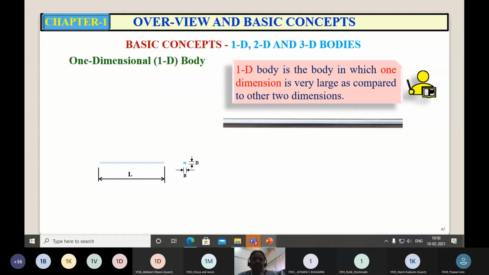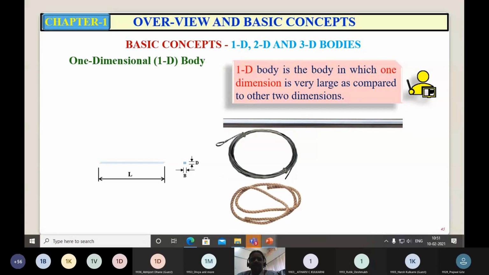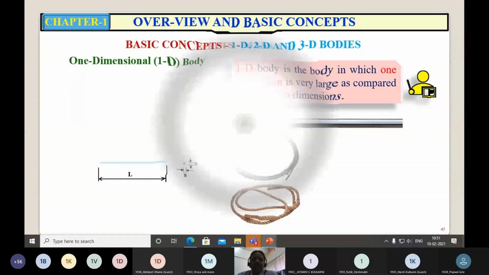Metal rod, steel rod: as compared to the length, the cross-sectional dimensions are very small. So it is a one-dimensional body. Metal wire, thin metal wire. Yes. Pencil. Right. As compared to the length, cross-sectional dimensions are small. Very correct. Thread. Right. Rope. Wires. Right. All these are one-dimensional bodies.